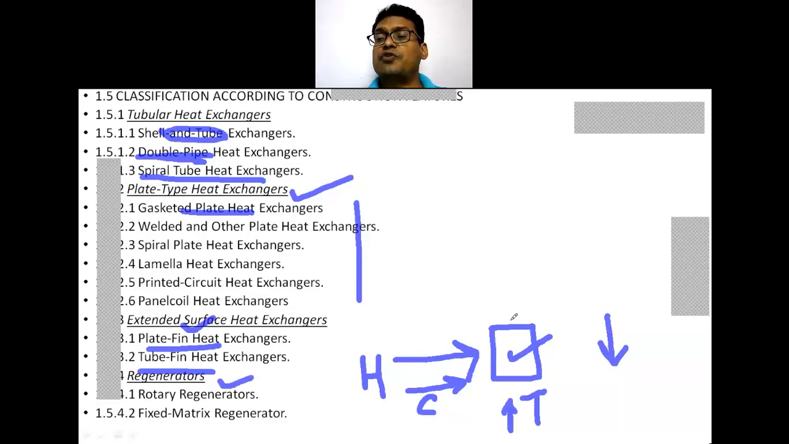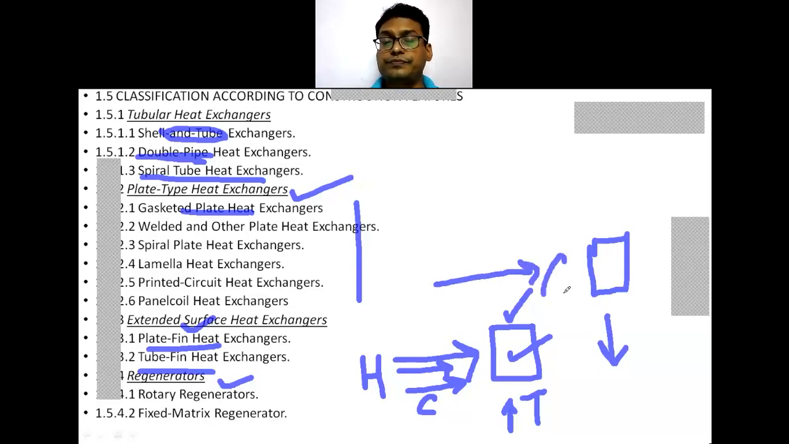At that time, instead of using one regenerator, I will be using two regenerators in series, and one will be passing with the hot fluid, the other will be passing with the cold fluid. So this is the alternate arrangement for the regeneration charging and the discharging. That process is to be carried out.